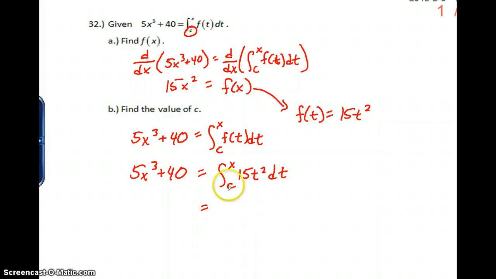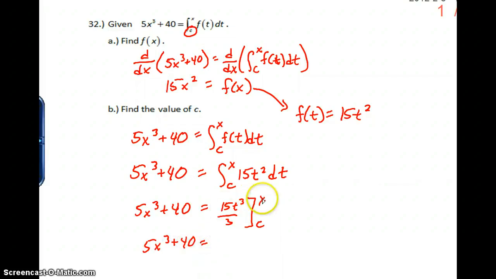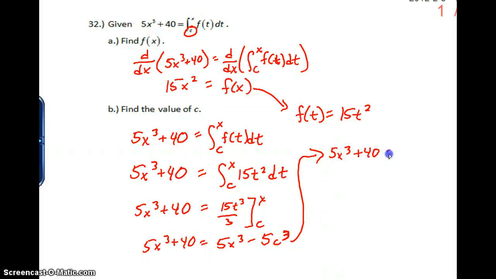So the integral of 15t squared would be 15t cubed over 3 evaluated from c to x. And that is still equal to 5x cubed plus 40. So now, if we evaluate, we're going to plug x in, so 5x cubed minus 5c cubed. So, heading up here, we would have 5x cubed plus 40 equals 5x cubed minus 5c cubed.